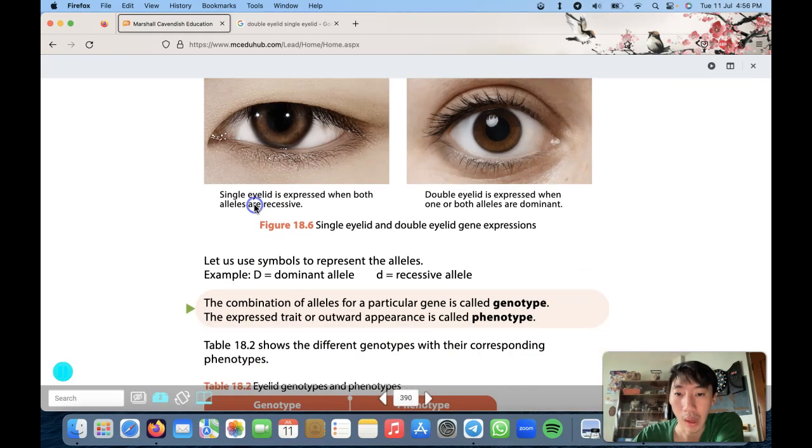Now how do we represent the allele? We represent them using the first letter of the dominant allele. You notice here that for the dominant allele we use big letter D, and for the recessive allele we use small letter d. We don't use the letter R, because we just follow the first letter of the dominant allele.